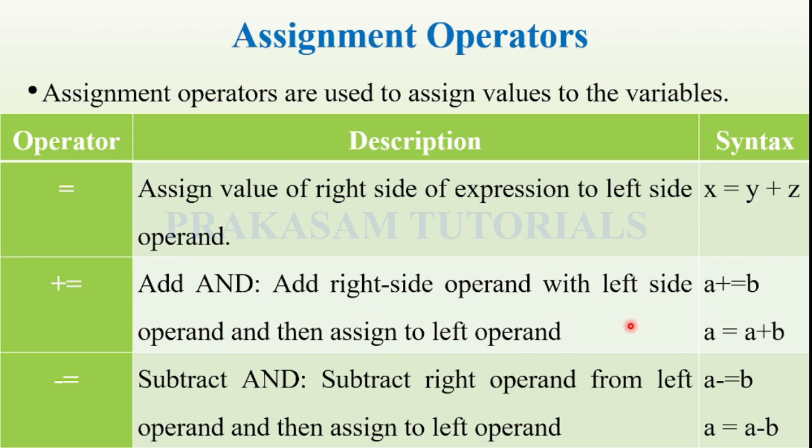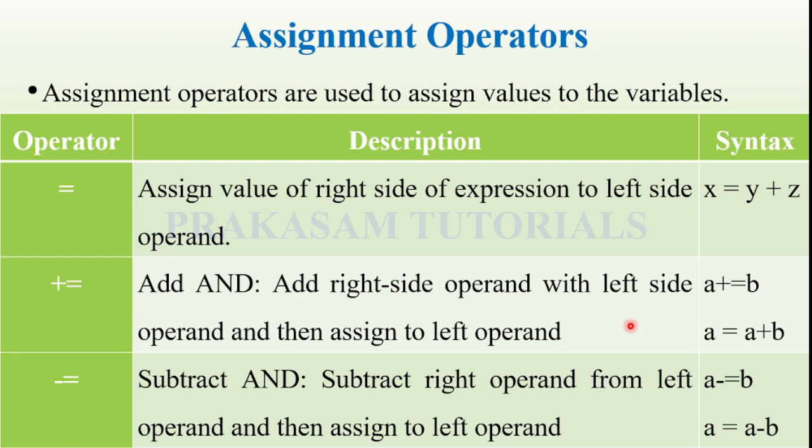In this video, I am going to discuss assignment operators in Python. Assignment operators are used to assign value to the variable. Operators are used to perform operations on values and variables. These are special symbols that carry out arithmetic, logical, and bitwise computation. The value the operator operates on is known as an operand.